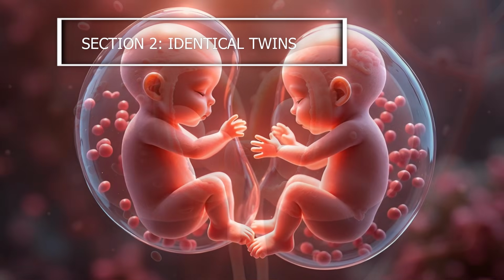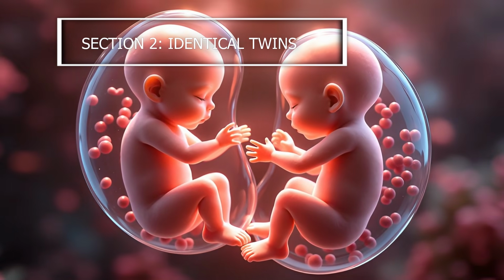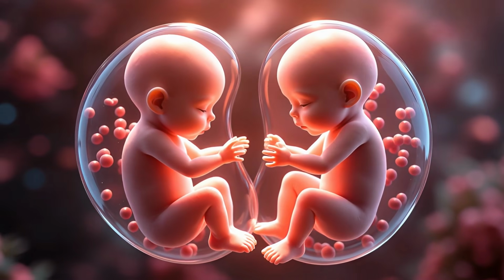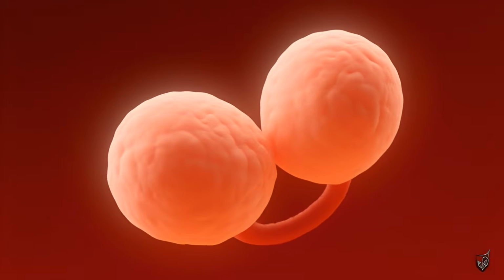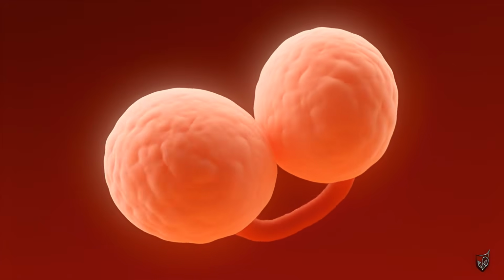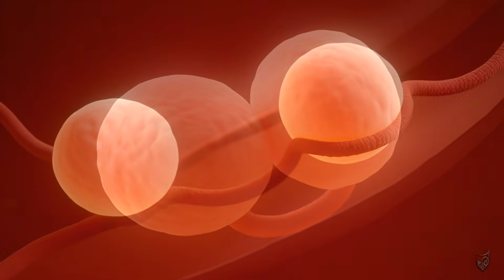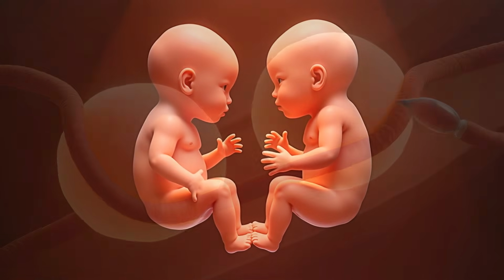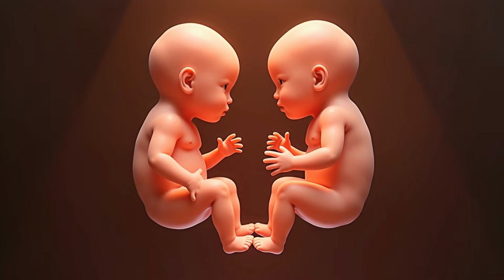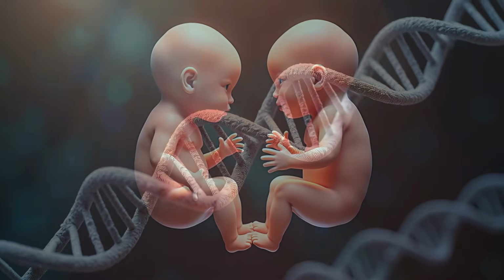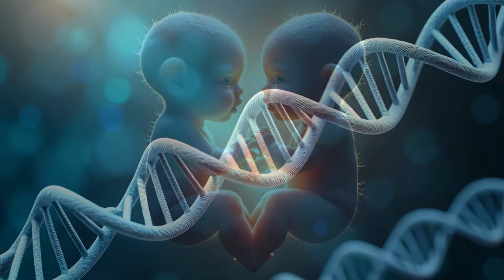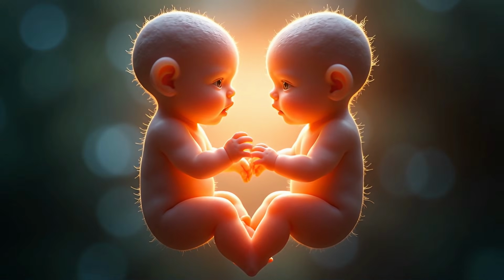Section 2. Identical twins. Identical twins form from a single fertilized egg. Instead of continuing to develop as one embryo, the zygote splits into 2 separate embryos. Each of these embryos then continues to grow independently, eventually developing into 2 babies. Because both babies come from the same fertilized egg, they share the same genetic makeup. This is why identical twins often look very similar and are always the same sex.